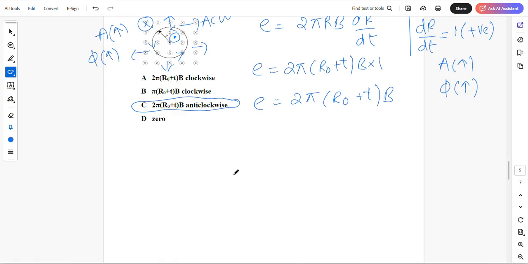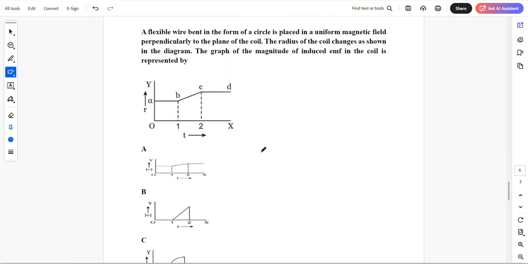Hope you understood. We'll see the next problem. What it is saying? A flexible wire bent in the form of a circle. They have given r versus t. Now it is placed in a uniform magnetic field perpendicular to the plane of the coil. The radius of the coil changes as shown in the diagram. Okay, radius is changing. This is A.